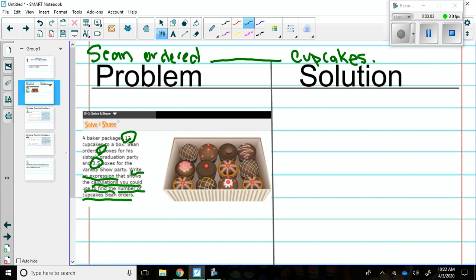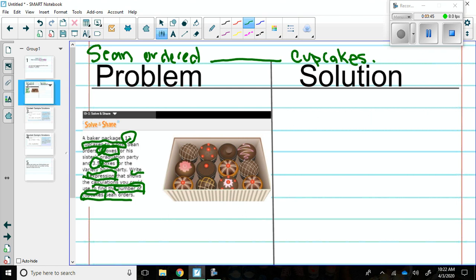Next, I want to box the keywords. This one is definitely one you have to pay attention to because there is a difference between one box and how many cupcakes are in each box. A baker packages 12 cupcakes to a box. We know that Sean needs 5 boxes for one party. He needs 3.5 boxes for another party. And then it tells us to write an expression that shows the calculations you could use to find the number of cupcakes. Again, not the number of boxes, but the total number of cupcakes.